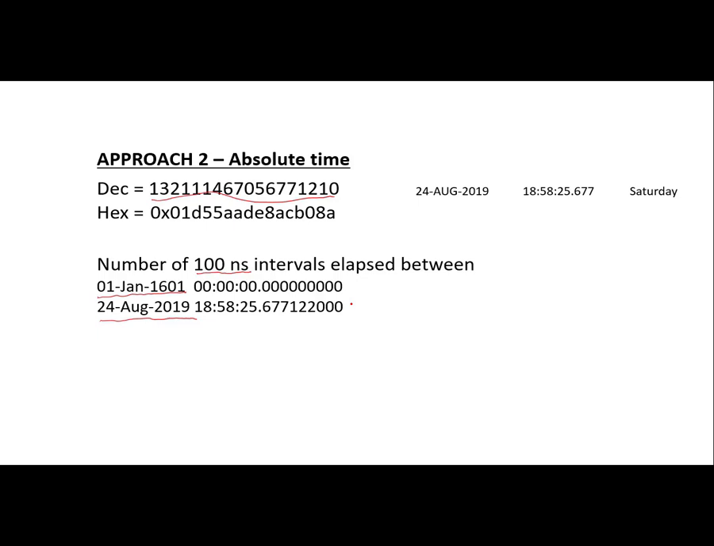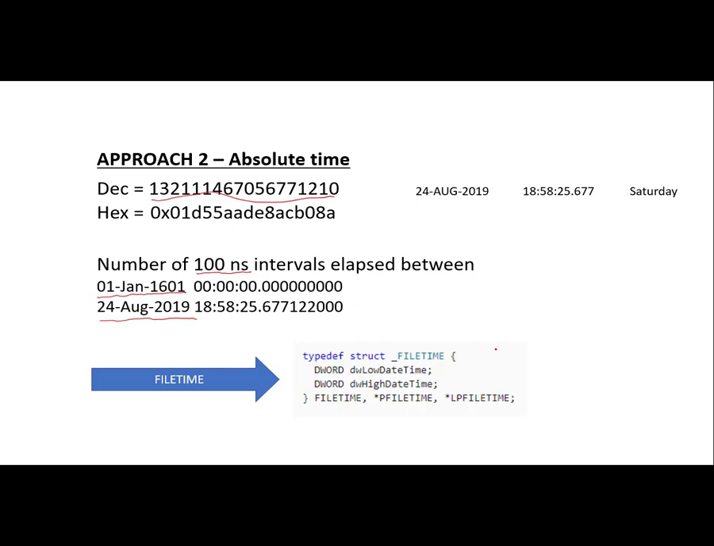The data structure Windows uses to represent the absolute time is called the FileTime data structure. This is made up of two D words. Each D word is 32-bit, therefore the size of the file time is 64 bits.